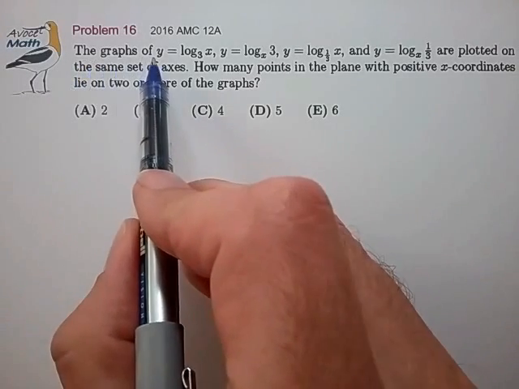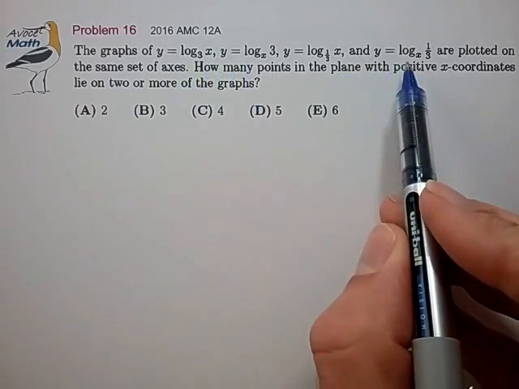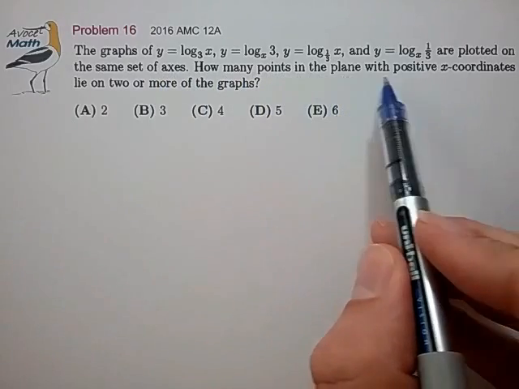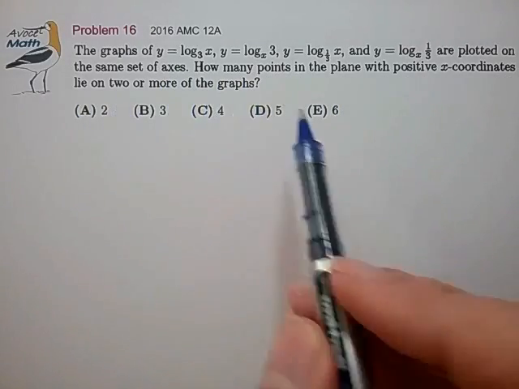The graphs of y equals log to the base 3 of x, and these three other log functions are all plotted on the same set of axes. How many points in the plane with positive x coordinates lie on two or more of the graphs?